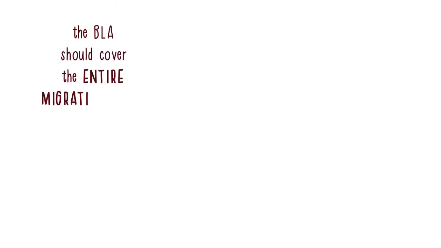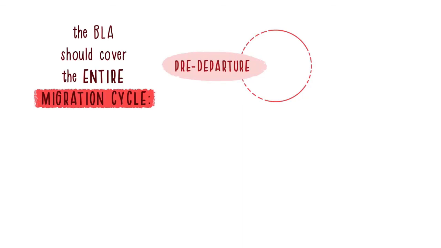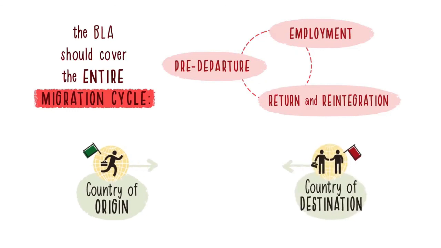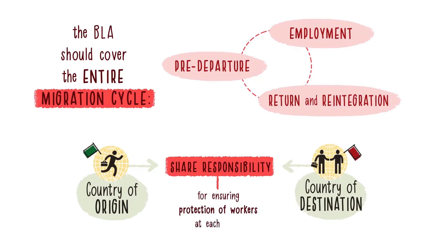Finally, for more complete protection, the bilateral labour agreements should cover the entire migration cycle: pre-departure, employment in destination country, and return and reintegration. Origin and destination countries share responsibility for ensuring protection of workers at each stage.